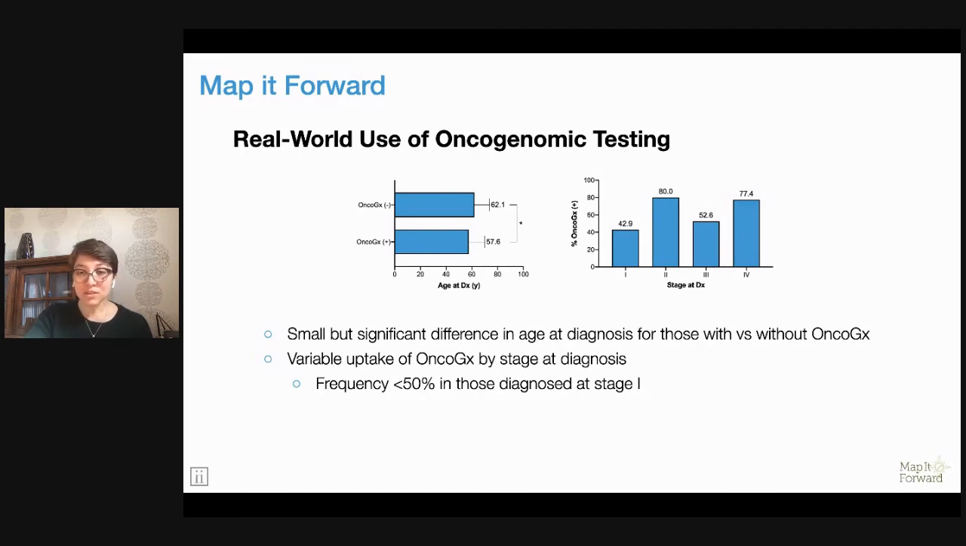We also looked at the distribution of stage at diagnosis and the percent of individuals who had any oncogenomic testing, but we can see that this is quite variable across stages and didn't necessarily correlate with a later stage or an earlier stage at diagnosis.